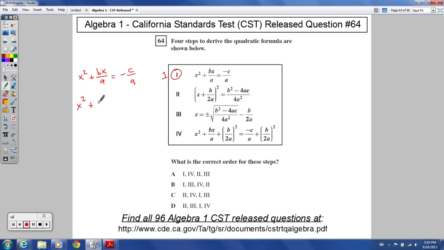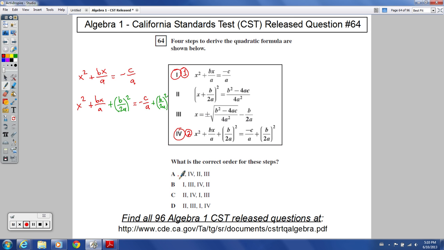Step 2 would be to have this bx over a plus b over 2a squared. We're adding that to both sides of the equation, b over 2a squared over here as well. The red part, everything I saw up here, is just carried down here, and then I'm adding this to both sides of the equation, completing the square by doing that. And so this was step 1. Let me put that on this side instead. This is step 1, and then the second step would actually be to do this.